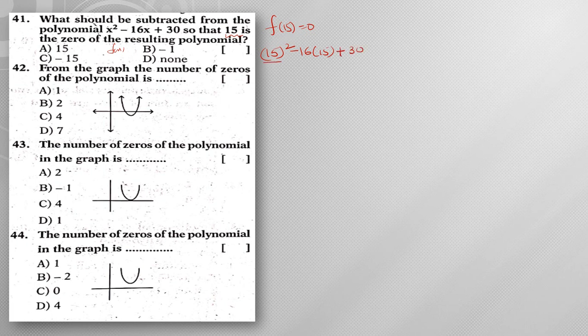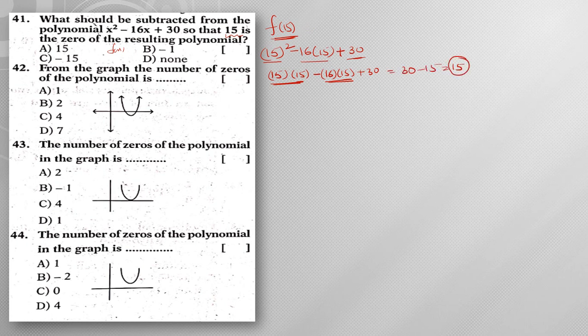So what are we going to find? We are going to find out the remainder. To find the remainder, we simply need to find f of 15 only, right? So 15 square minus 16 into 15 plus 30. 15 square means 15 into 15 only, so here it is 15 15s, and here we have 16 15s plus 30. Now from 15 15s, if we remove 16 15s, that means minus 15 will remain, right? So 30 minus 15 is equal to 15.